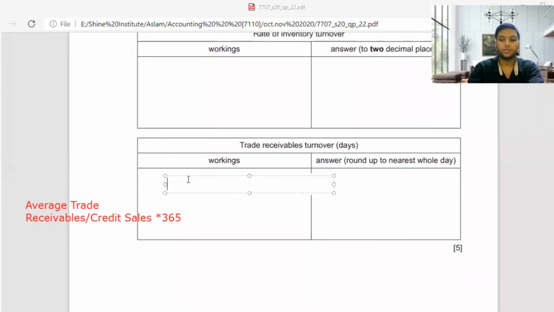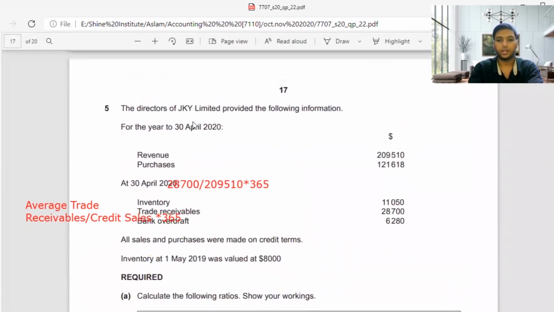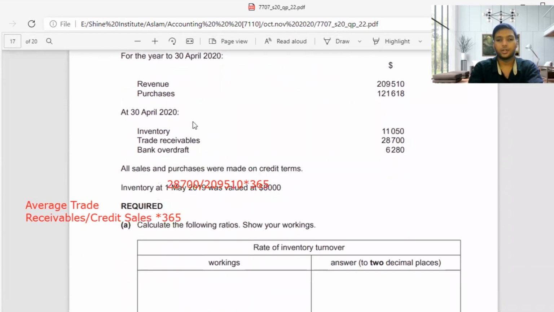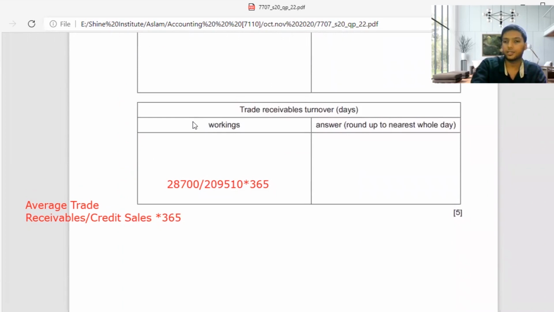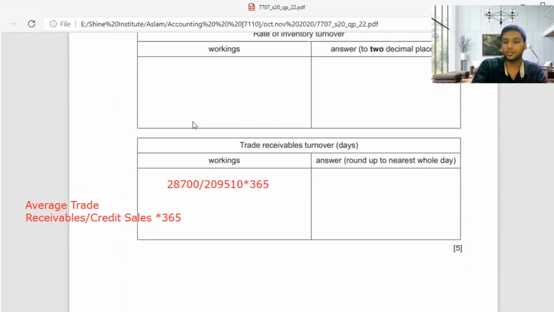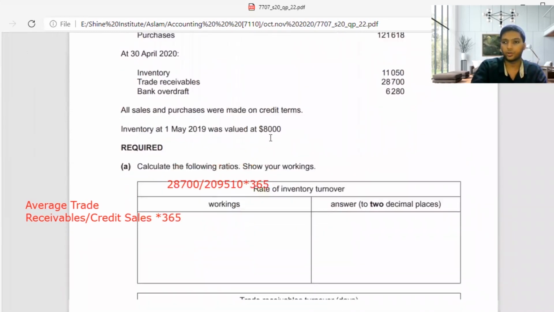According to the formula, it should be 28,700 trade receivables. Yeah, 28,700 divided by 209,510 into 365. I think I have taken the correct values. Let me check again. Going upward, 209,510 is your credit sales, 28,700 is your trade receivables. Normally they will say in the exam what the credit sales are. Only credit sales you should take, but they might say that all sales and purchases were made on credit terms when they are giving a question like that.